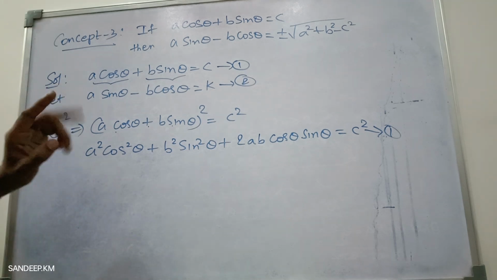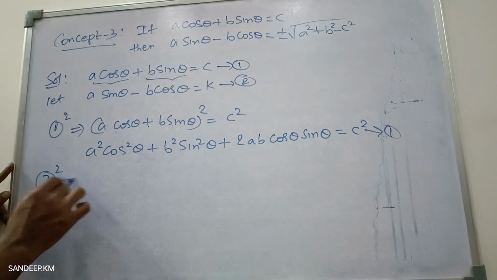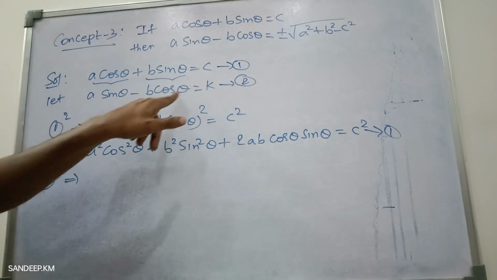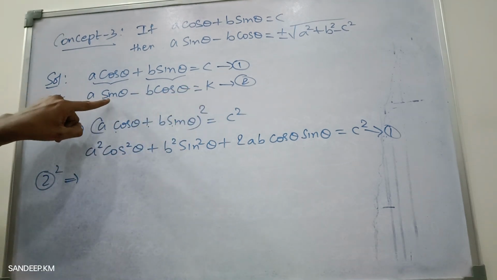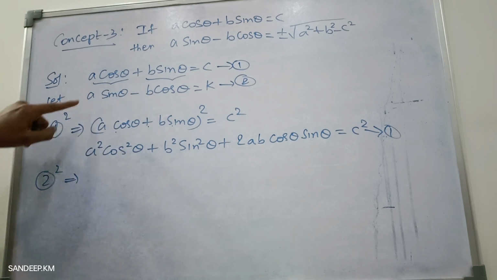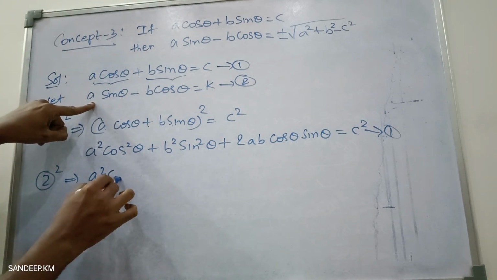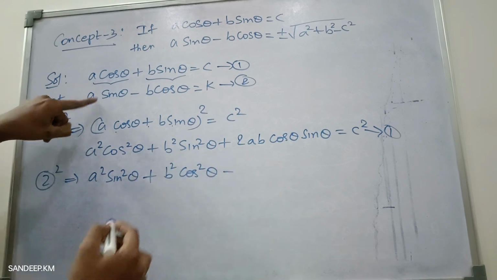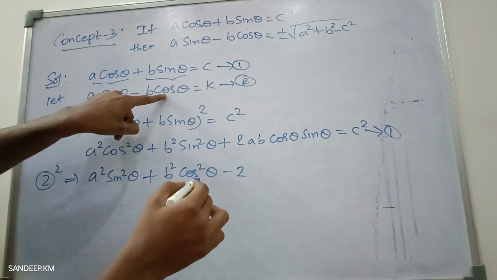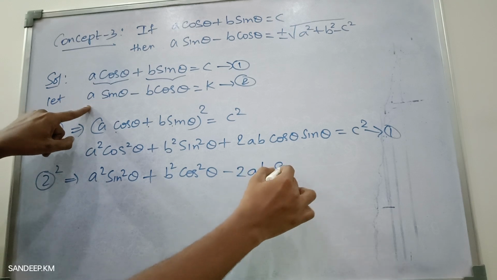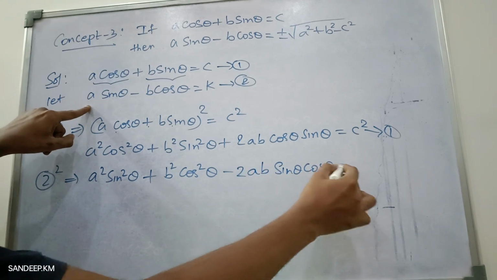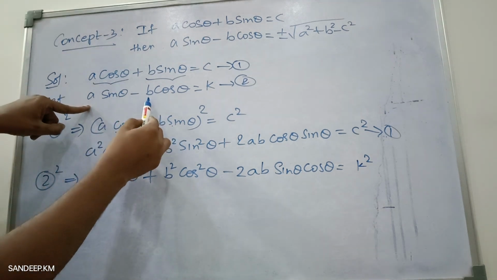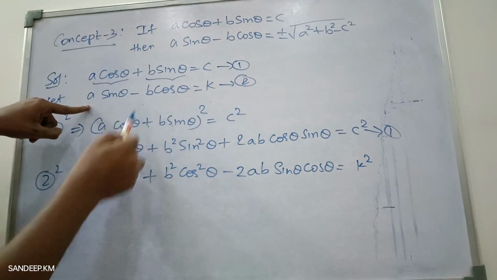Same way, dear students, you do squaring on both sides in the second equation and write it here. Second equation, you do squaring on both sides. So that means here you are going to use a minus b whole square expansion. So a square plus b square only, but minus 2ab sin theta cos theta is equal to k square. So I did squaring on both sides in the second equation, I wrote it here.